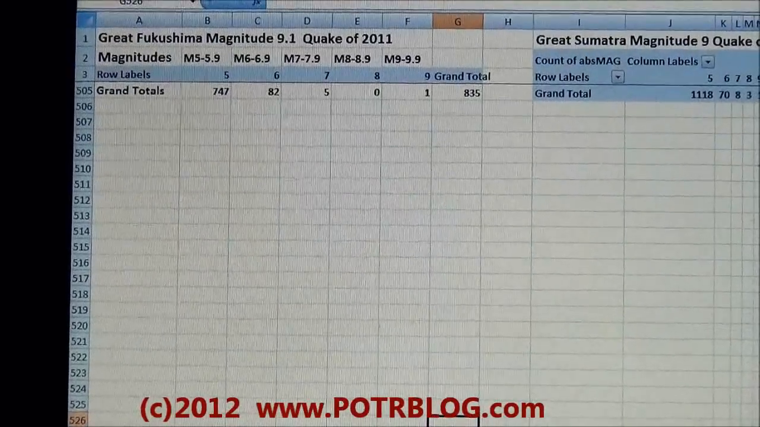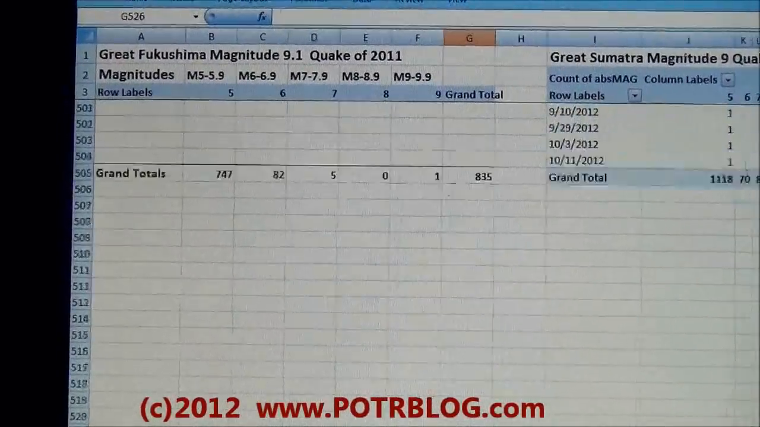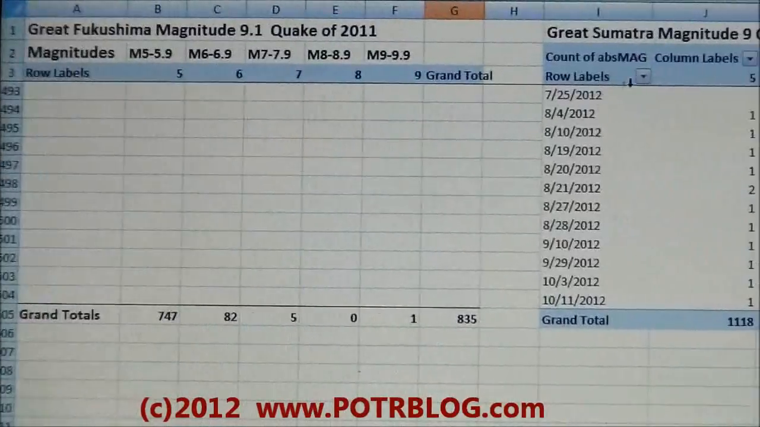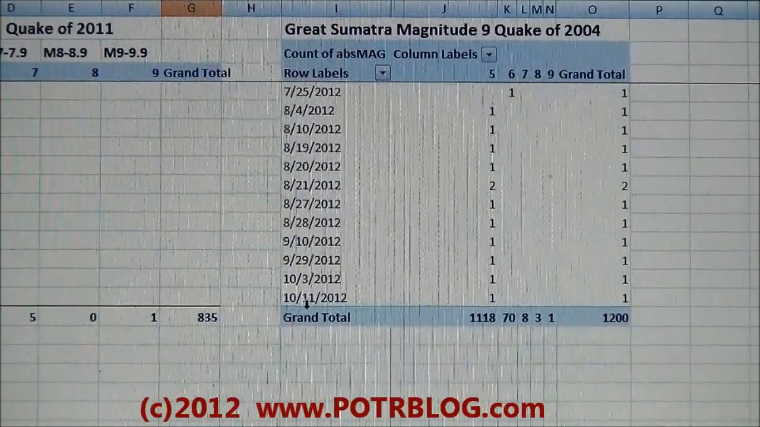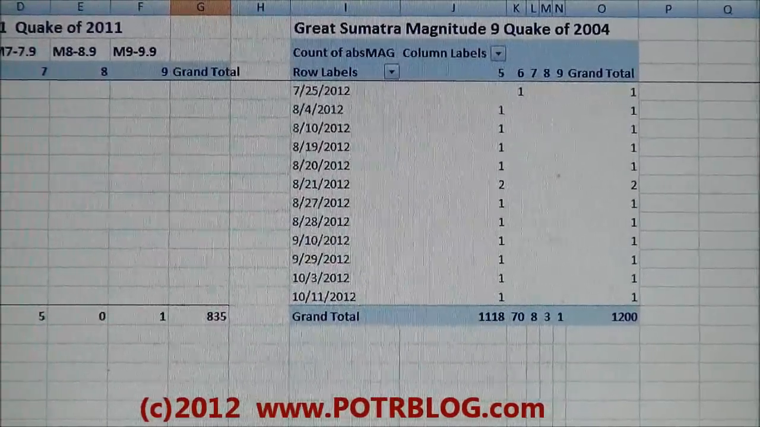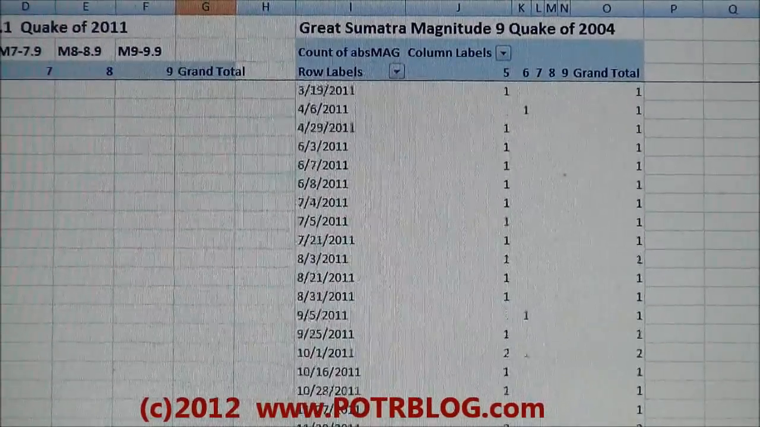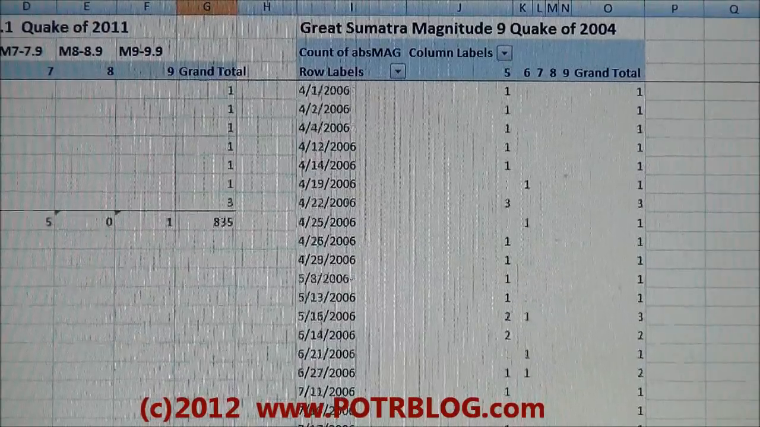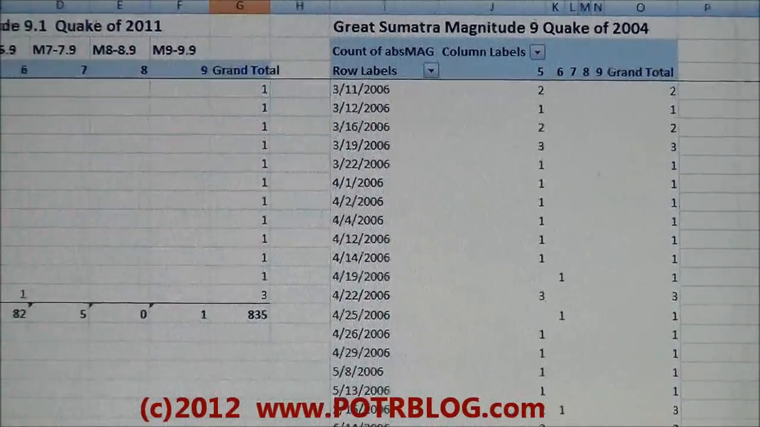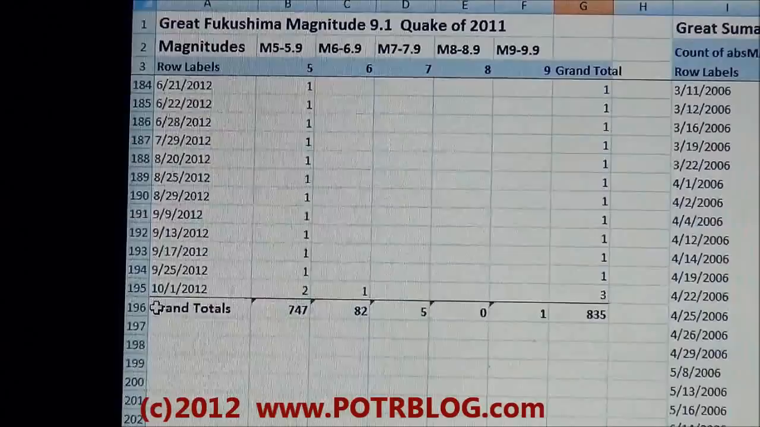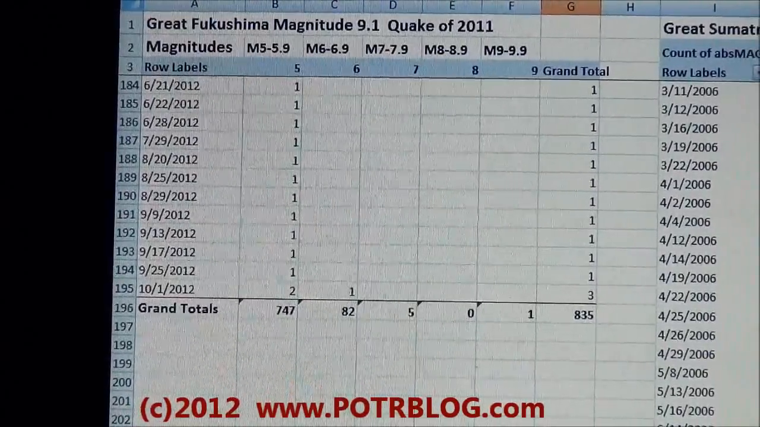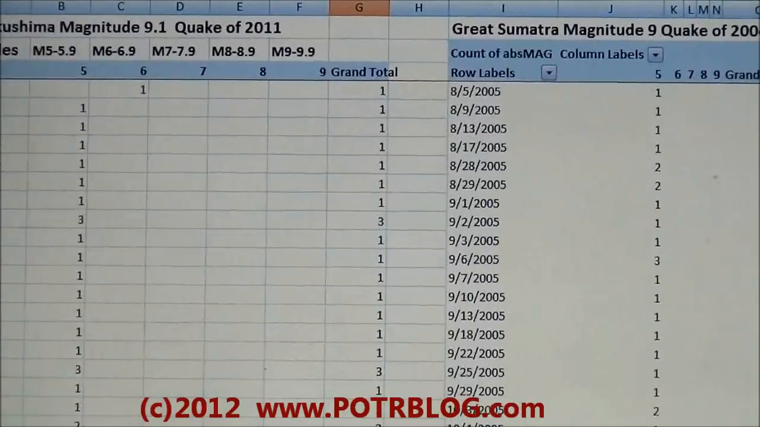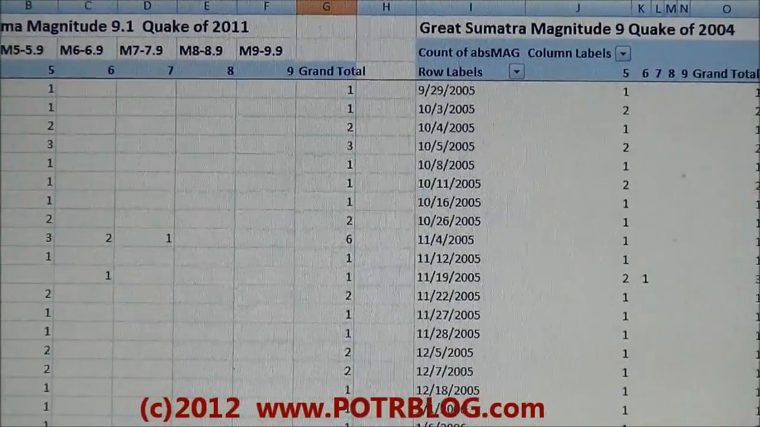So let's just scroll up through the raw data here for a second. And you can see the Great Sumatra quake. We took data through October 11th of 2012. And since there's been fewer quakes, you have to scroll up higher. So here we have the Fukushima data, and that's through October 1st of 2012. So all the data is in there tracking all these quakes.